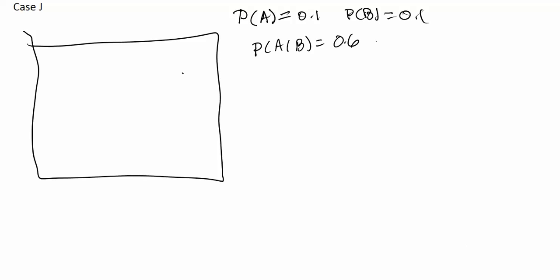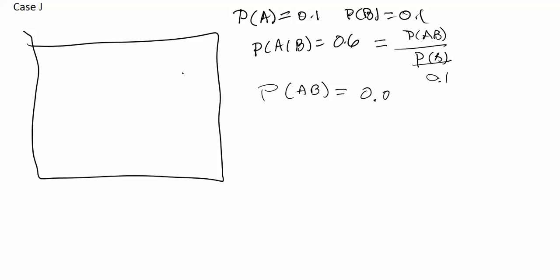So what does that mean, though? By definition, that means the probability of A and B divided by the probability of B. And what we don't know is how much we have in the intersection, but we do know that the probability of B is equal to 0.1. So we're able to figure out now that the probability of the intersection is equal to 0.6 times 0.1, or 0.06.